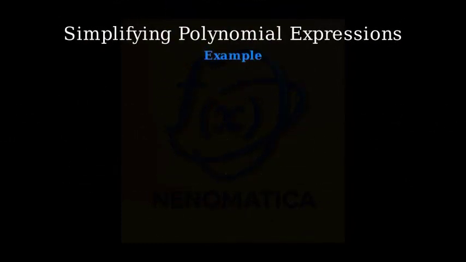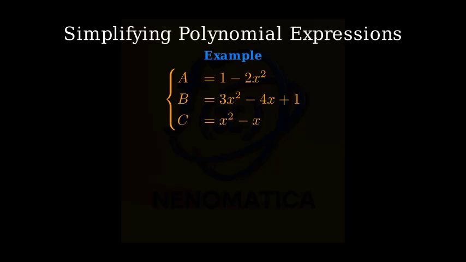Let's look at our example. We are given three expressions. A equals 1 minus 2x squared, b equals 3x squared minus 4x plus 1, and c equals x squared minus x. Our task is to compute the expression a plus b minus 3c. Let's approach this step by step.